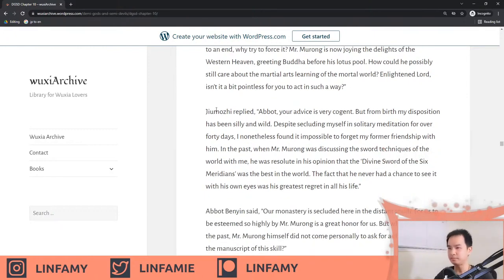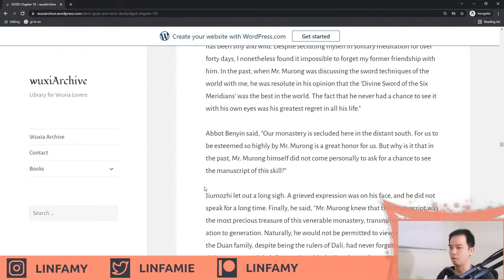Jiumozhi replied. So I think this guy is like a youngish Buddhist monk, but he's very respected. "Abbot, your advice is very cogent, but from birth my disposition has been silly and wild. Despite secluding myself in solitary meditation for over 40 days, I nonetheless found it impossible to forget my former friendship with him. In the past, when Mr. Murong was discussing the sword techniques of the world with me, he was resolute in his opinion that the divine sword of the 6 meridians was the best in the world. The fact that he never had a chance to see it with his own eyes was his greatest regret in all his life."